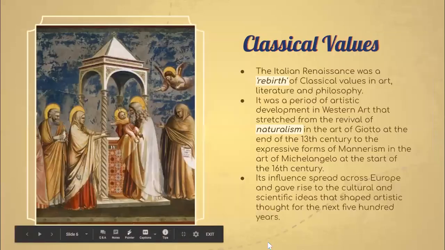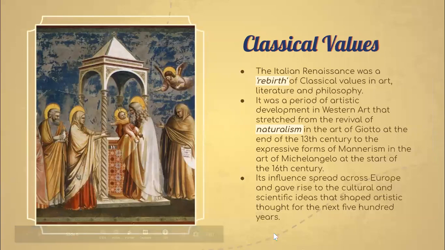All right, so classical values. The Italian Renaissance was a rebirth of classical values in art, literature, and philosophy. It was a period of artistic development in Western art that stretched from the revival of naturalism in the art of Giotto at the end of the 13th century to the expressive forms of mannerism in the art of Michelangelo at the start of the 16th century. Its influence spread across Europe and gave rise to the cultural and scientific ideas that shaped artistic thought for the next 500 years.